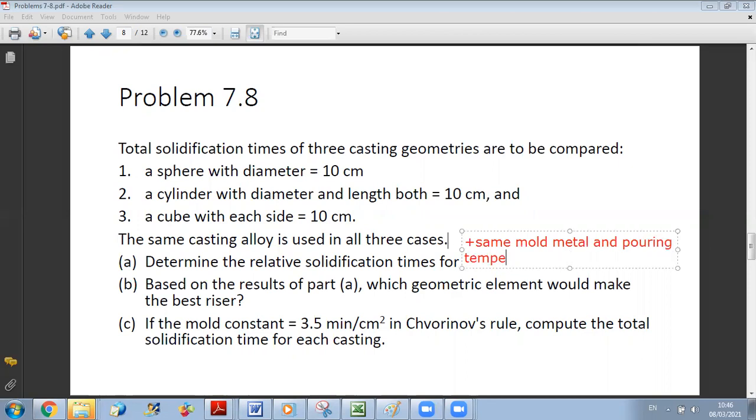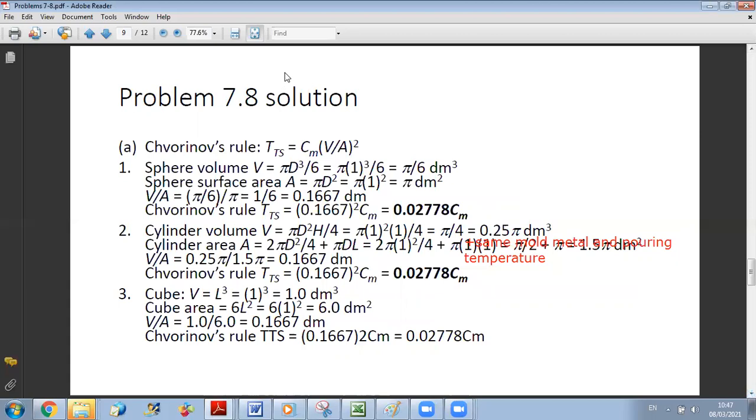So if I have the same mold constant, in order to compare the solidification time, it's enough to compare V over A. The one having the highest V over A will have the highest solidification time. Okay? So let us start with the sphere. For a sphere, the formula for volume is pi d cubed over 6. So you can get the volume.